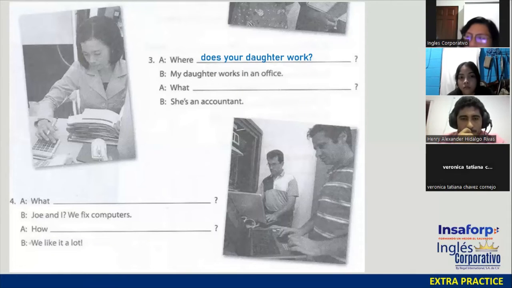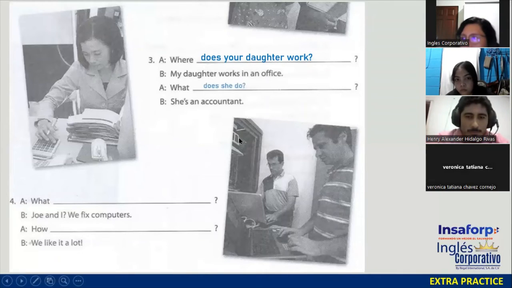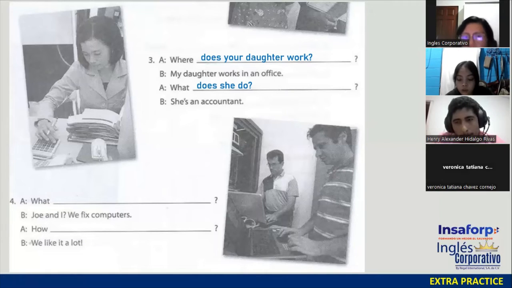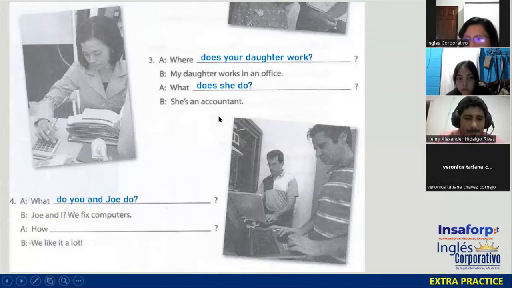Muy bien. Question number two. What does she do? Very good. So what does she do? She's an accountant, right? Number four. What do you enjoy doing? Very good. John and I, we fix computers, right?